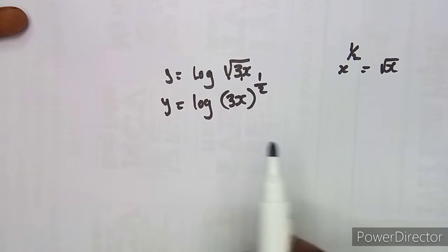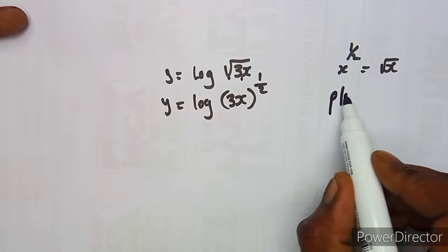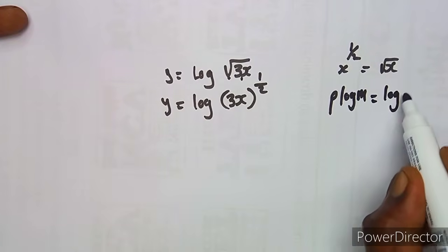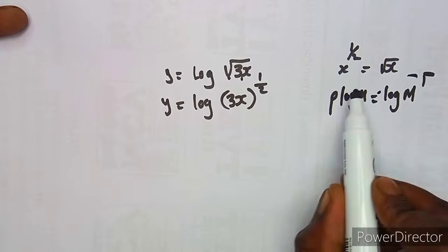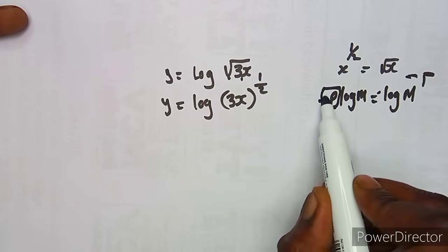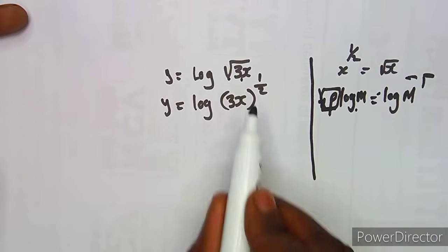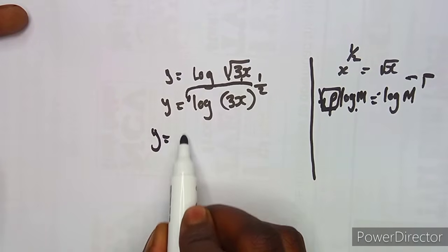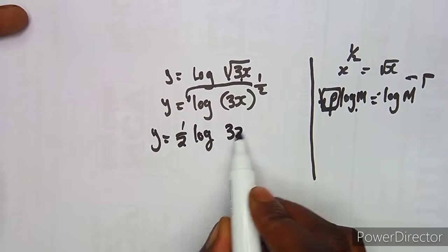So what can we do? From our laws of logarithms, we know that p log m is equivalent to log m to the exponent of p, which means we can drop the exponent. If you are given the exponent, you can write it in front, multiplying the logarithm. So you can drop this exponent, and it's going to be y is equal to half log 3x.